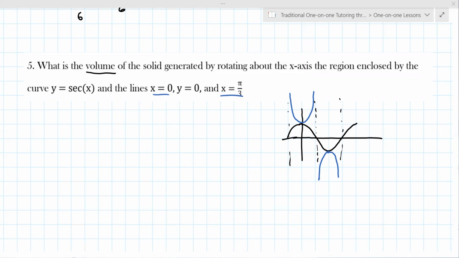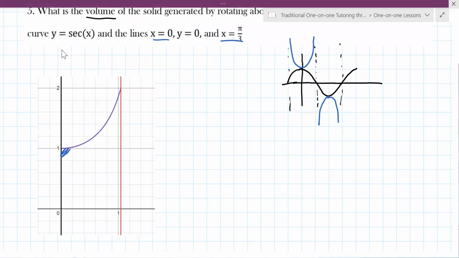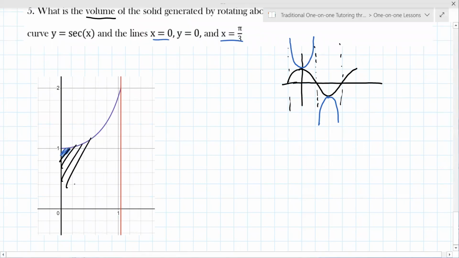So I'm going to do a better job of showing you what this looks like. X equals pi over 3. Try and snip this in so you can see the region we're talking about here. Do you remember if your instructor was big on like actually sketching this? Not really. So it's all of this region here.